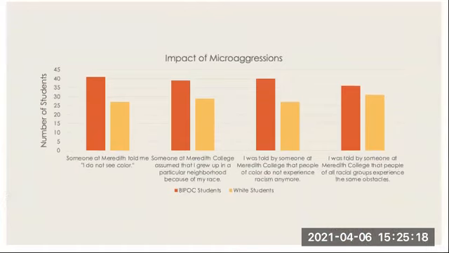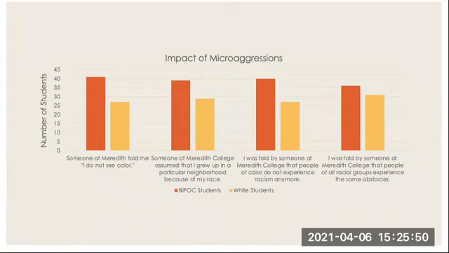The graph projects the answers for 4 main questions taken from our study. Someone at Meredith told me I do not see color. Someone at Meredith College assumed that I grew up in a particular neighborhood because of my race. I was told by someone at Meredith College that people of color do not experience racism anymore. I was told by someone at Meredith College that people of all racial groups experience the same obstacles. The orange represents the BIPOC population, the yellow represents the white students.